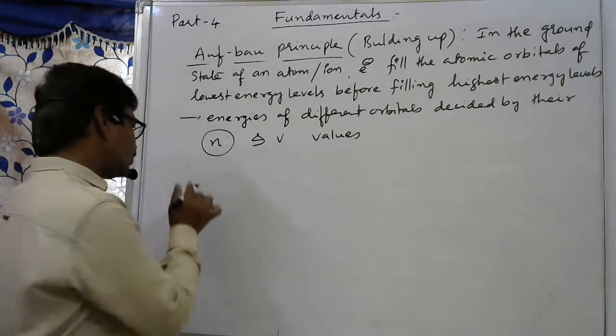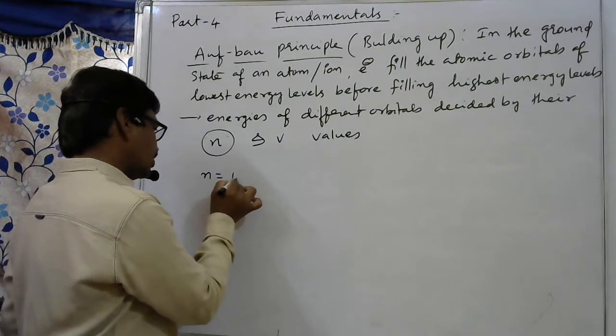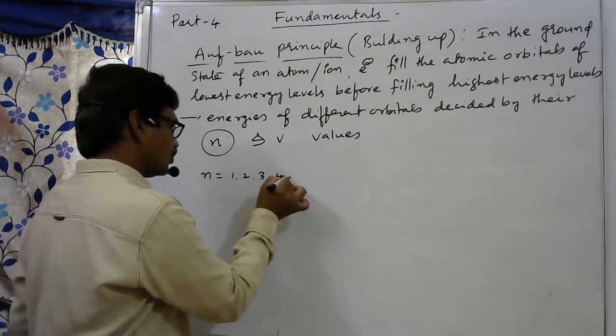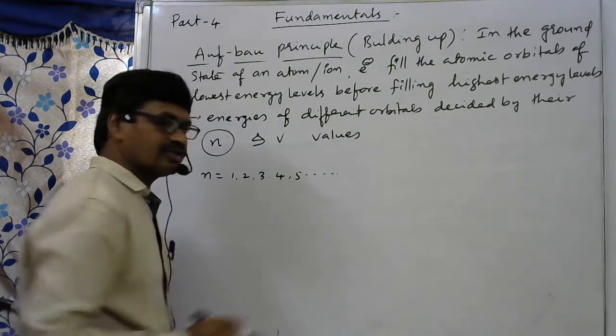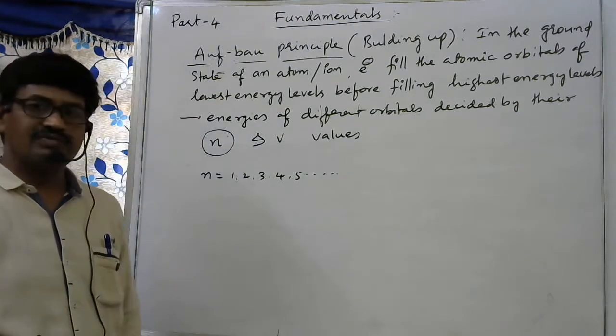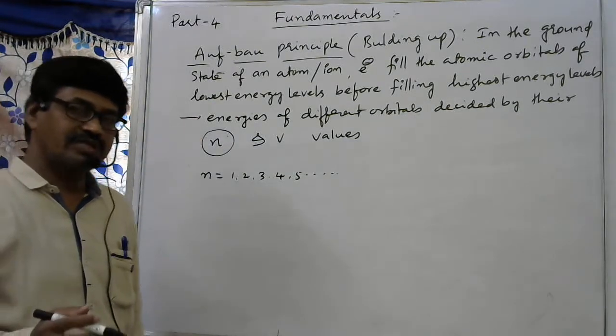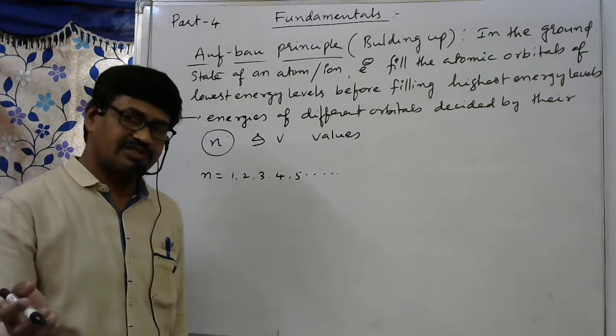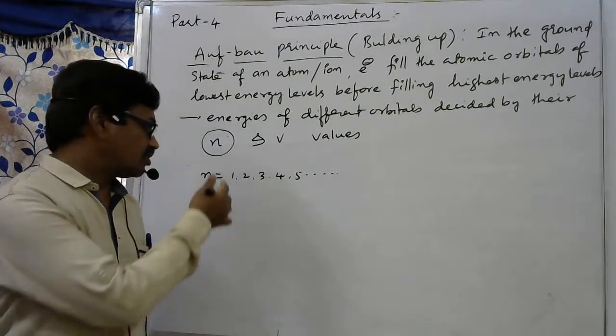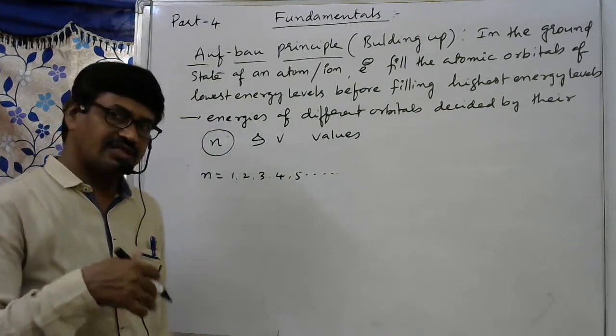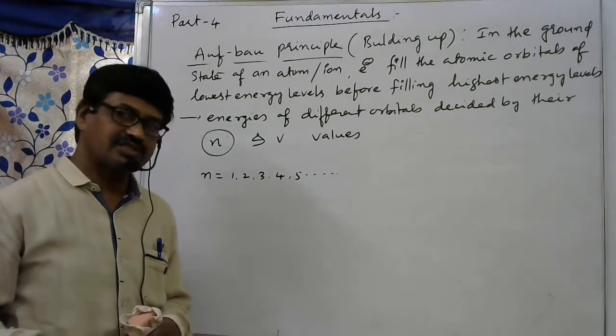This n is nothing but 1, 2, 3, 4, 5, and so on. This is the n value, which we can call the principal quantum number in atomic structure. In first year atomic structure, you will come across all these topics.